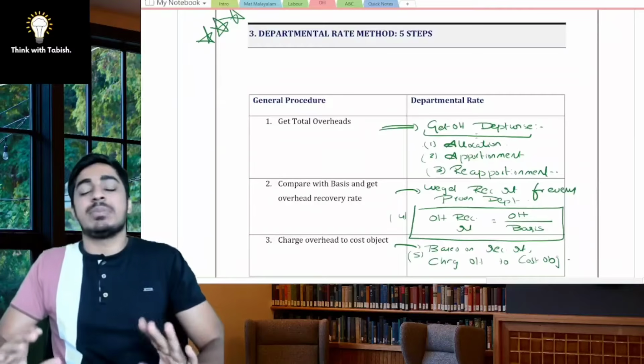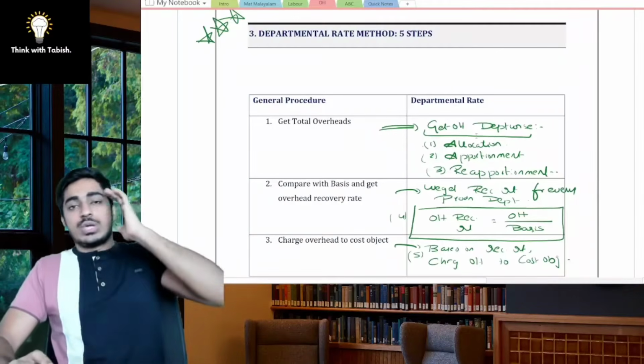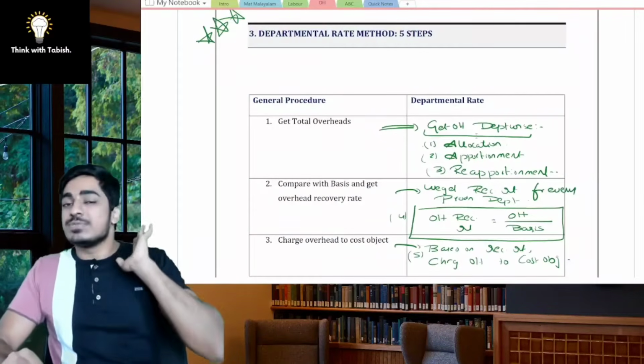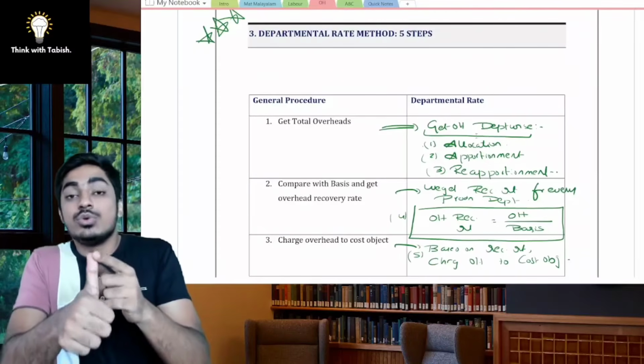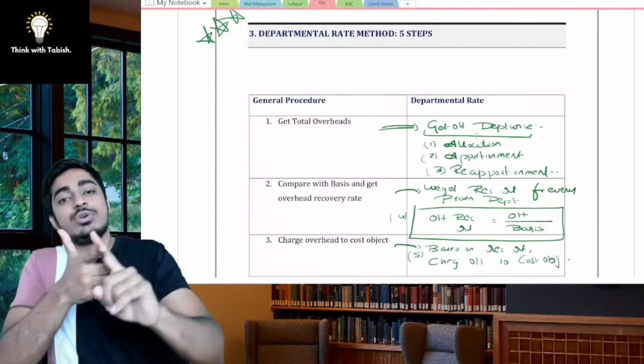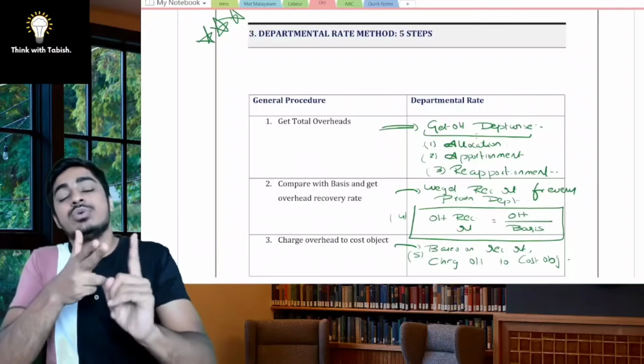In departmental rate method, what is it that we are going to do? To get the total overheads, what are the steps we need to follow? First, we need to do allocation. Then we need to do apportionment. Then we need to do reapportionment.